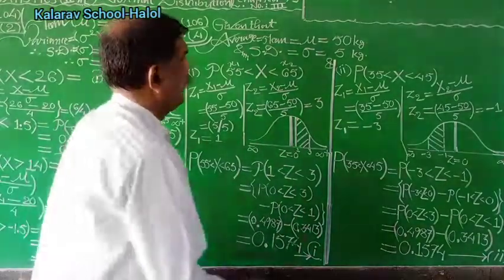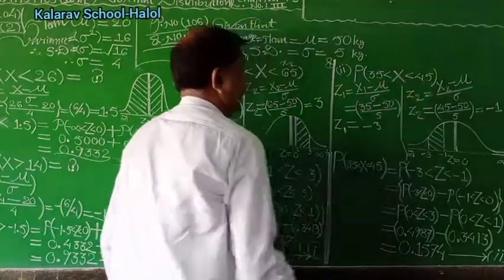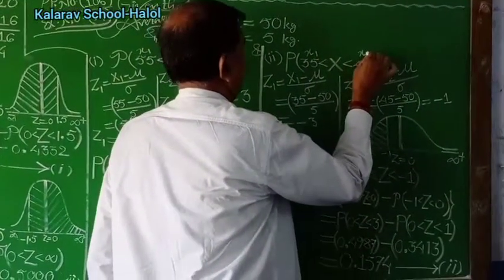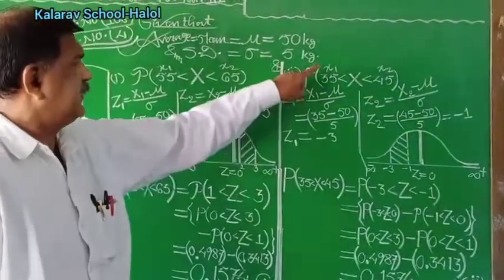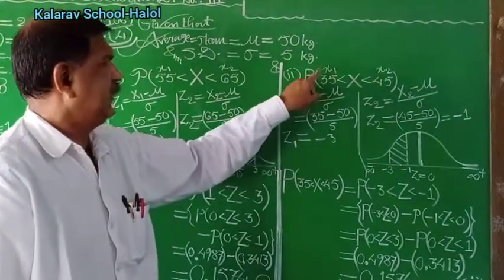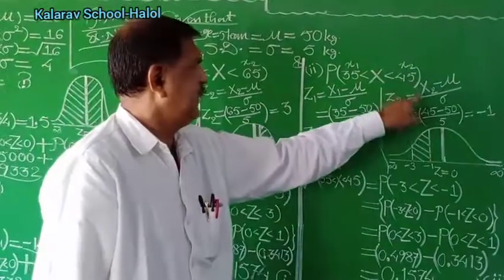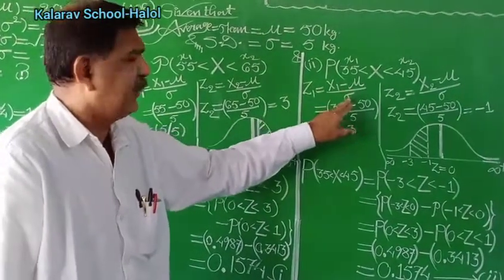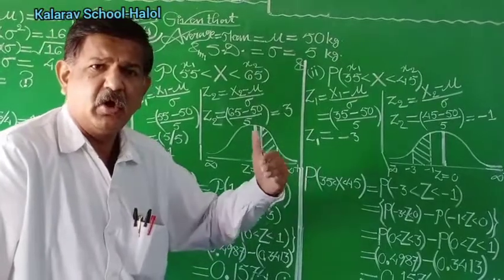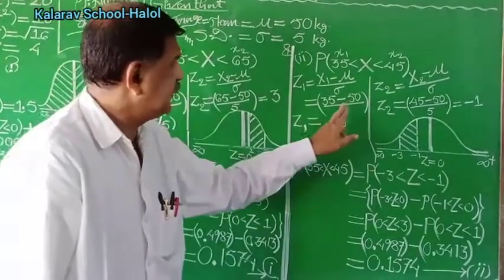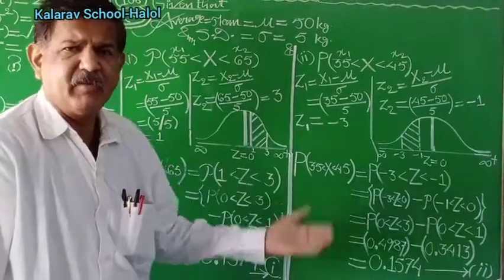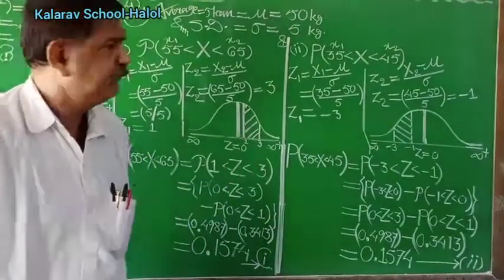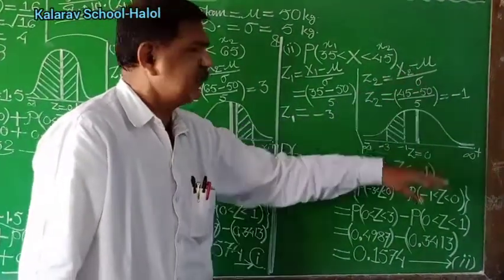Another value, second part. Probability between 35 and 45. 35 is the value of x1 and 45 is the value of x2. From x1 we can obtain z1, from x2 we can obtain z2. Now z1 is given by x1 minus mu upon sigma. Mu is the average value or mean of the normal distribution. Sigma is the standard deviation of the normal distribution. Sometimes variance is also given, and from variance we can obtain standard deviation. Z2 is x2 minus mu upon sigma.